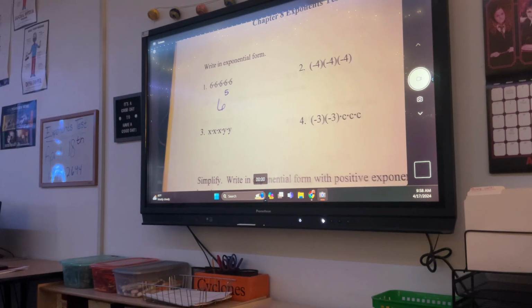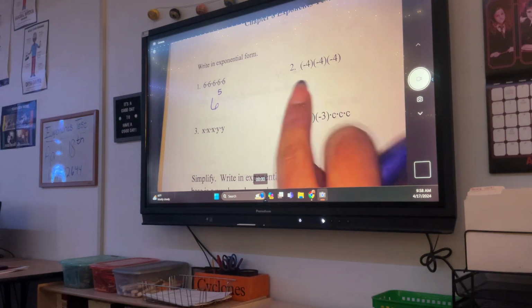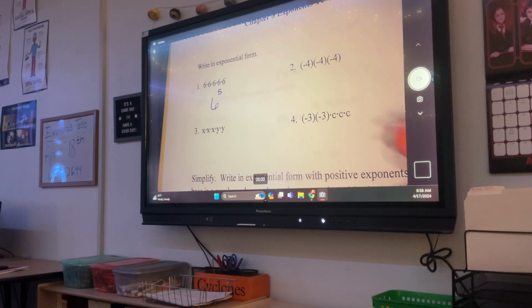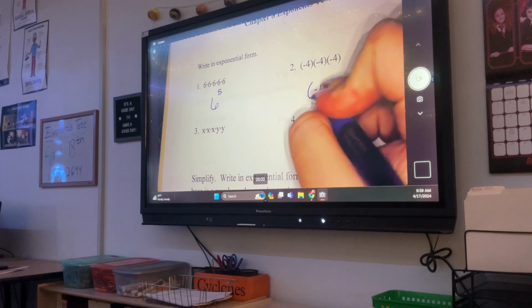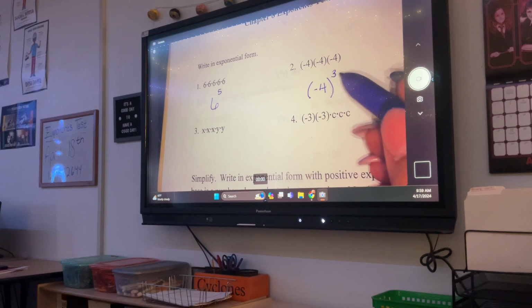Okay. So then this is something I didn't tell y'all yesterday, but when it's in parentheses, keep it in parentheses. So this would stay -4, and then how many are there? 3. So it's -4 to the 3rd power. Because if you type that in your calculator without the parentheses, and it's an even number, it'll make it wonky.